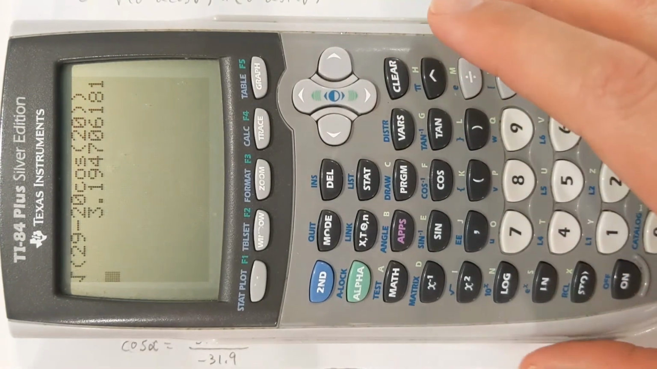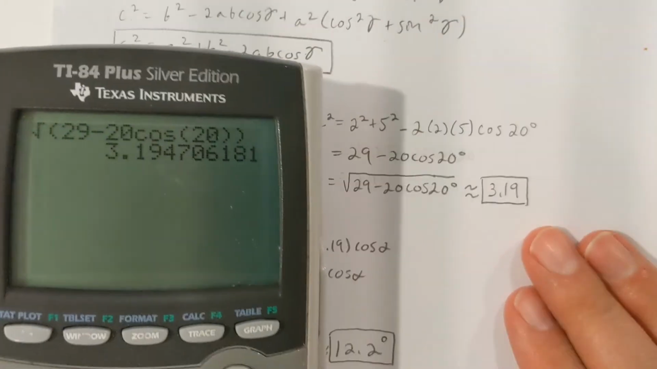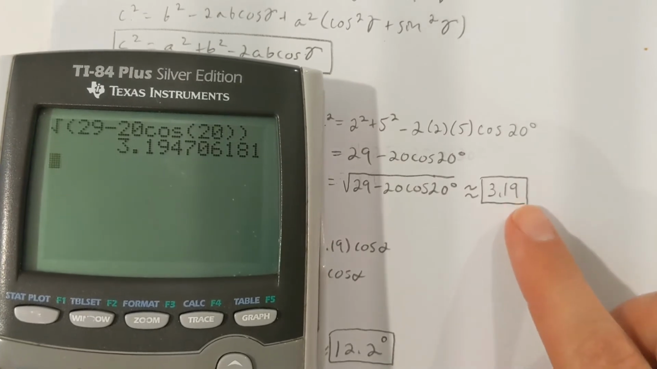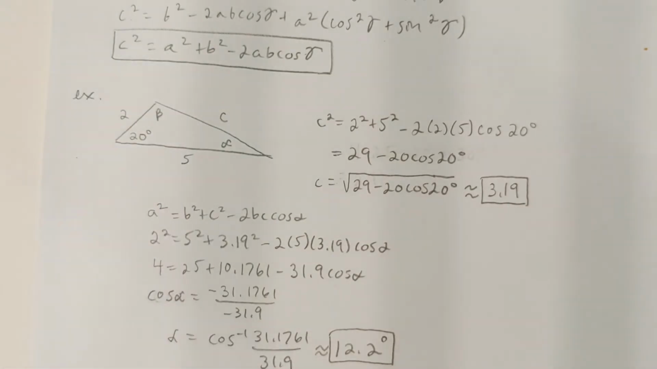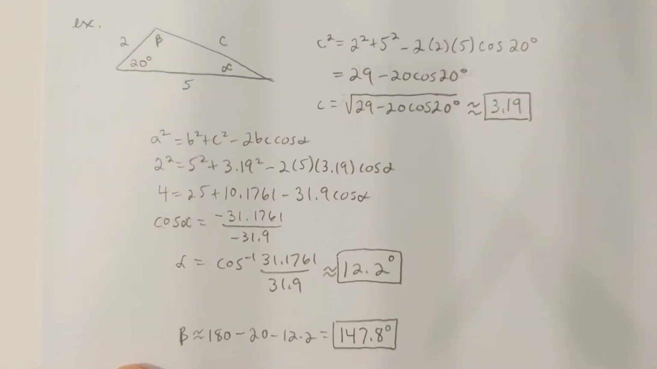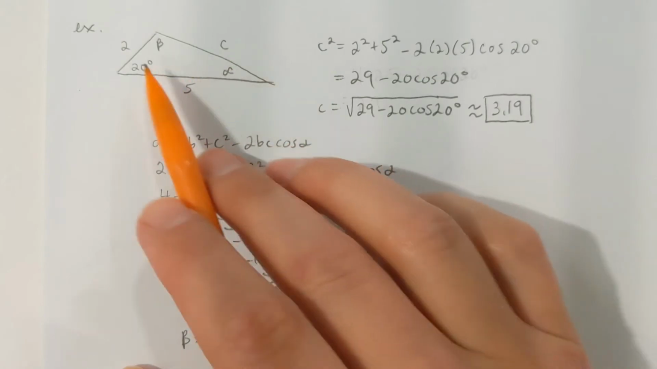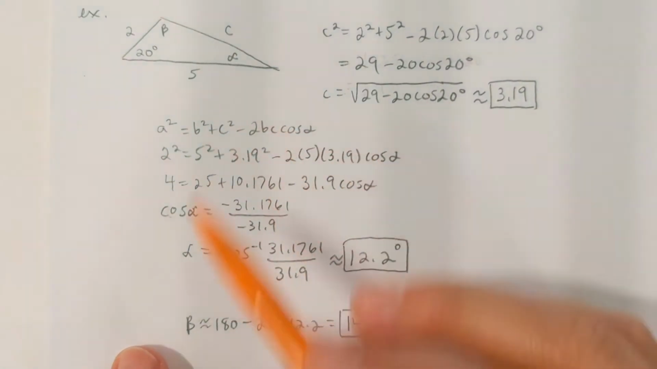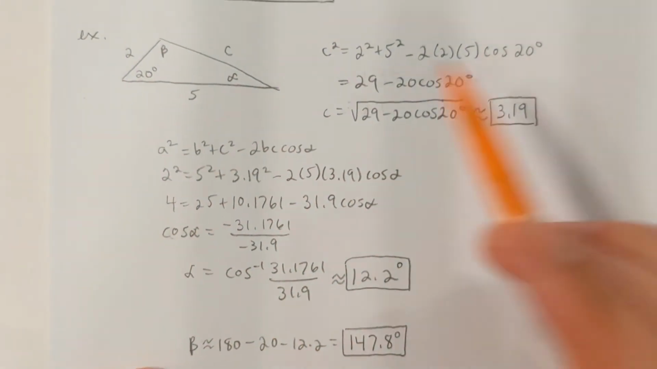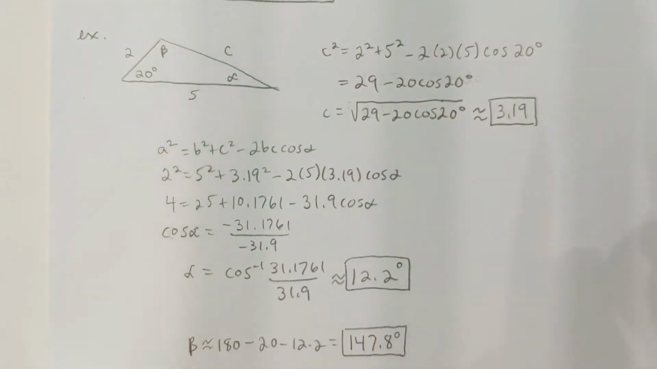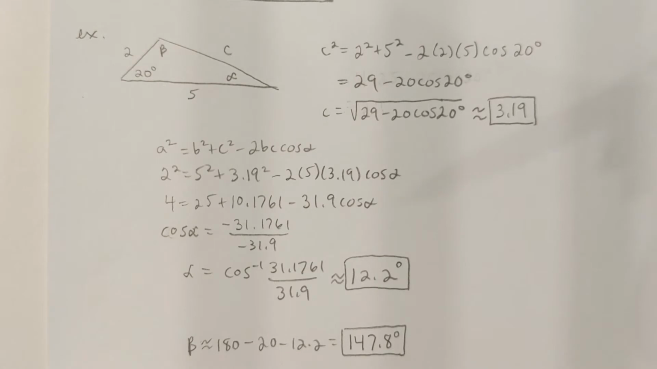Okay, and I'm getting 3.19 roughly if we go nearest 2 digits on that. Now at this point, I could use the law of sines since I know C, and C is opposite 20 degrees here, or you could just stick with the law of cosines again. Okay, we still have to get alpha and beta. If we get one of those angles, we can get the other by knowing that the sum of all 3 angles in any triangle is 180 degrees.